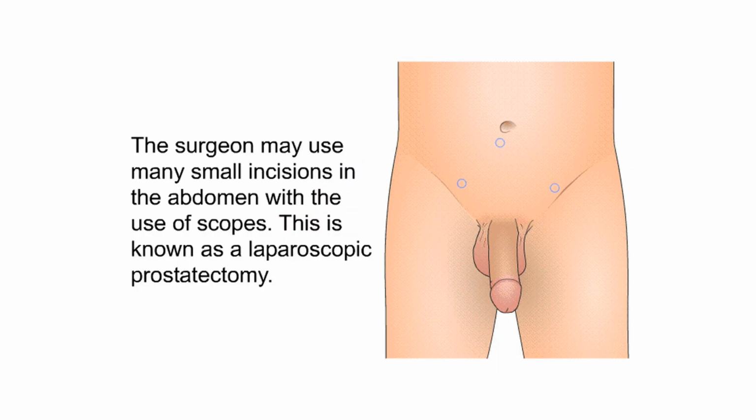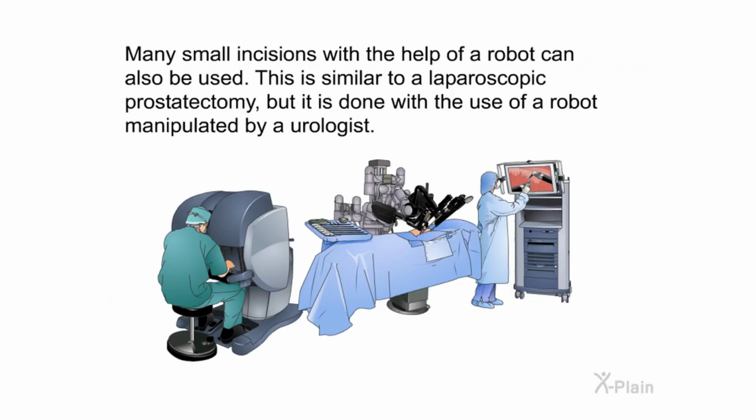The surgeon may use small incisions in the abdomen with the use of scopes. This is known as a laparoscopic prostatectomy. Many small incisions with the help of a robot can also be used. This is similar to a laparoscopic prostatectomy, but it is done with the use of a robot manipulated by a urologist.